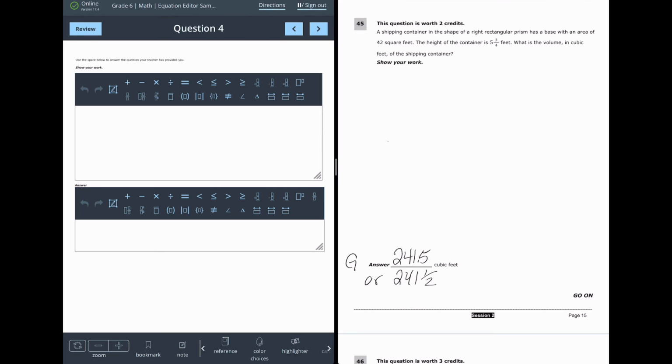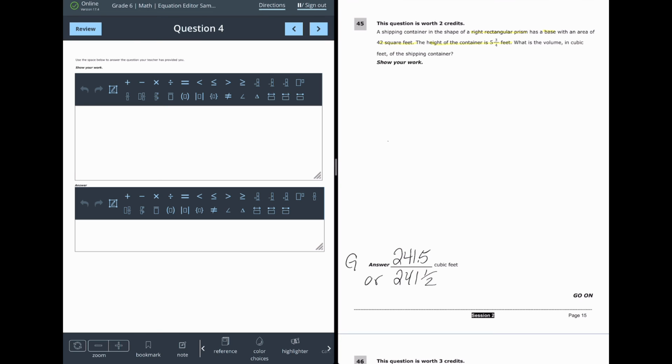Two more to go. This one's geometry. The answer is 241.5 or 241 and a half, or something equivalent. I like simplifying it in simplest terms. So this one, very, very easy to type in an answer for. And we just have to show our work. It is a shipping container. It has a right rectangular prism with a base area of 42 and a height of 5 3/4.